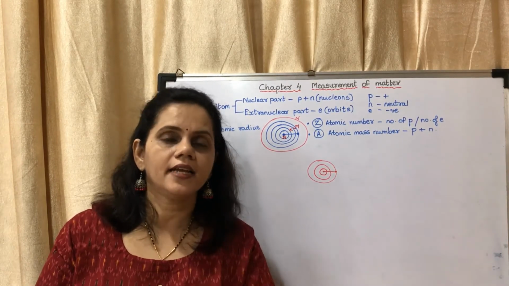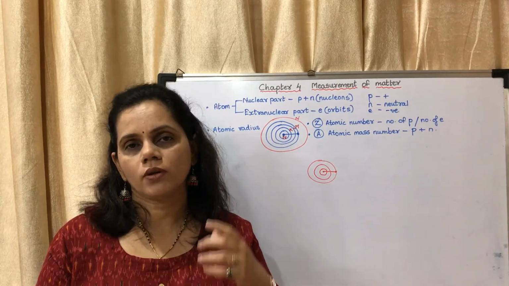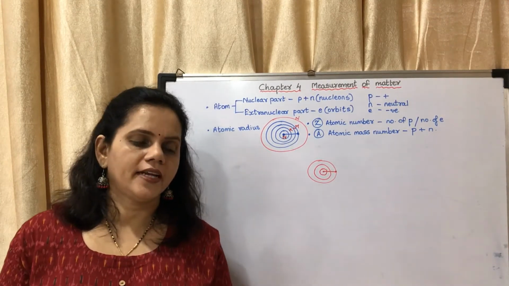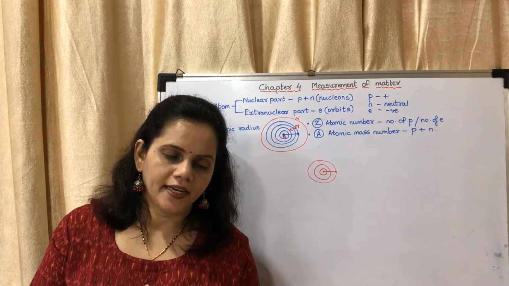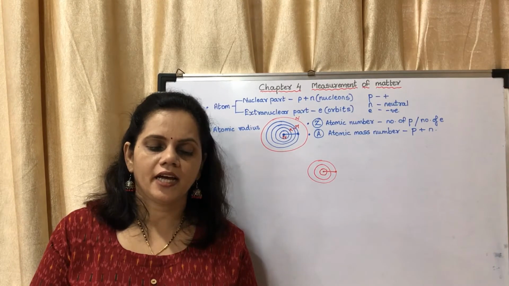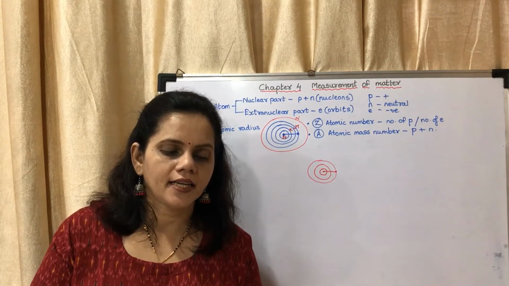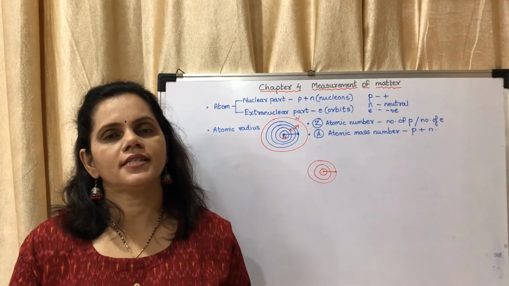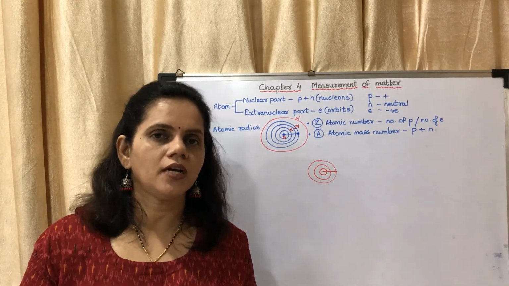7 zeros and then any number, okay? So it is that small. Now page number 49, atoms are very tiny. Modern instruments like electron microscope, field ion microscope, scanning tunneling microscope enlarge the images of an atom. So for the study of an atom, these microscopes are used.